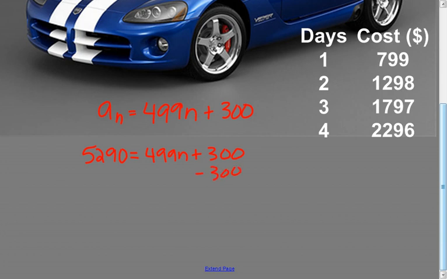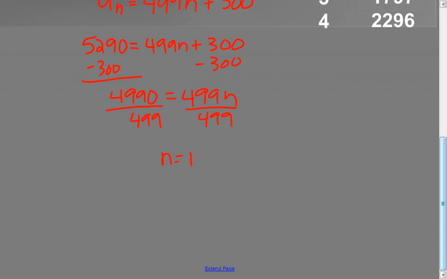So I will subtract 300 and I'll get 4,990 equals 499n. Divide by 499. And of course n comes out to be 10. In this case that would be 10 days. And that is an introduction to arithmetic sequences.